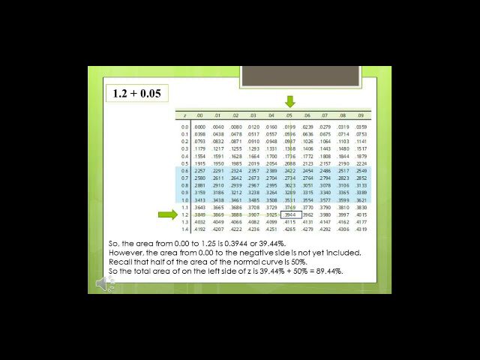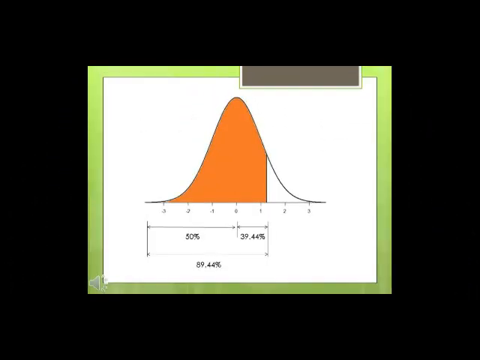However, the area from 0.00 to the negative side is not yet included. Recall that half the area under the normal curve is 50%. So, the total area on the left side of z is 39.44% plus 50%, which is equal to 89.44%. On this slide, you can see the illustration of the area to the left side of z equals 1.25.